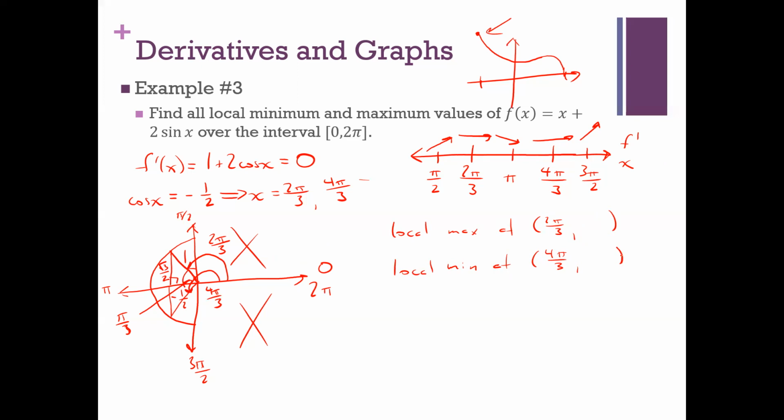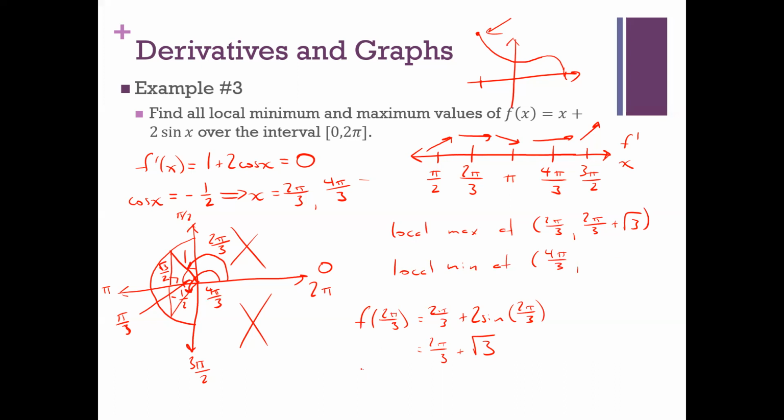So how would I find the rest of my local max point? Yep. So let's find f of 2 pi over 3, and that's equal to 2 pi over 3 plus 2 sine of 2 pi over 3. Good thing we drew a diagram. What is the sine of 2 pi over 3? Root 3 over 2. So this comes out to be 2 pi over 3 plus 2 times radical 3 over 2, which is radical 3. I'm going to just do that as is.